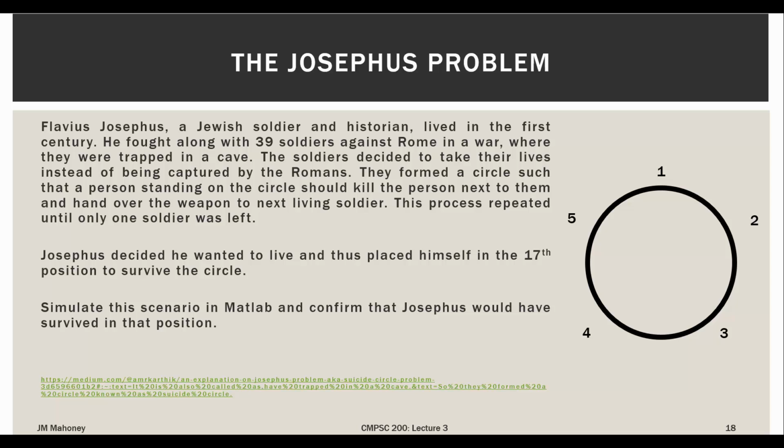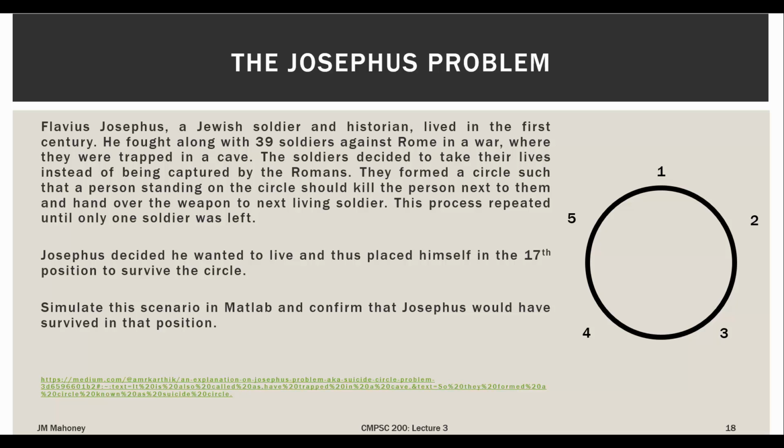So what we're going to look at is a simulation that's going to go through this process, and we are going to check: is the 17th position indeed the one that would survive? It's going to be a repeating process of a soldier getting the sword, killing the soldier next to him, and passing it on. This is the type of simulation that really lends itself to a loop because it's the same process that's going to slightly change each time but keep repeating itself.